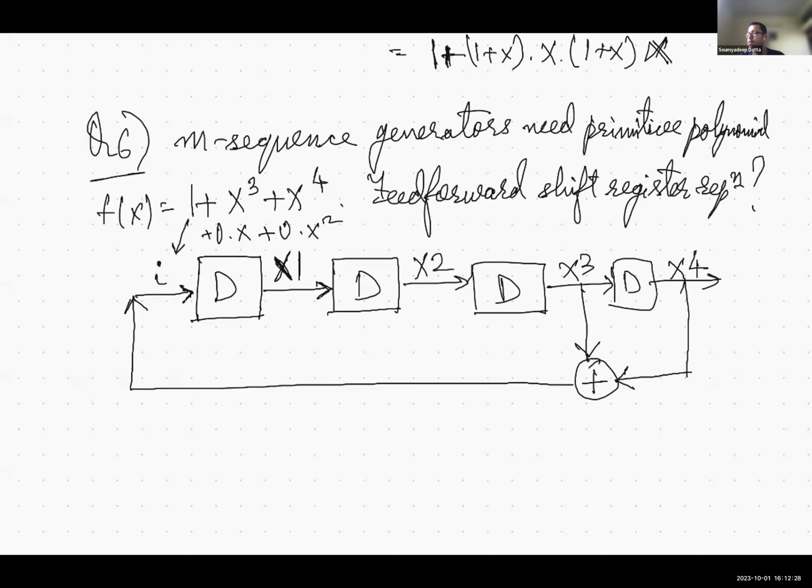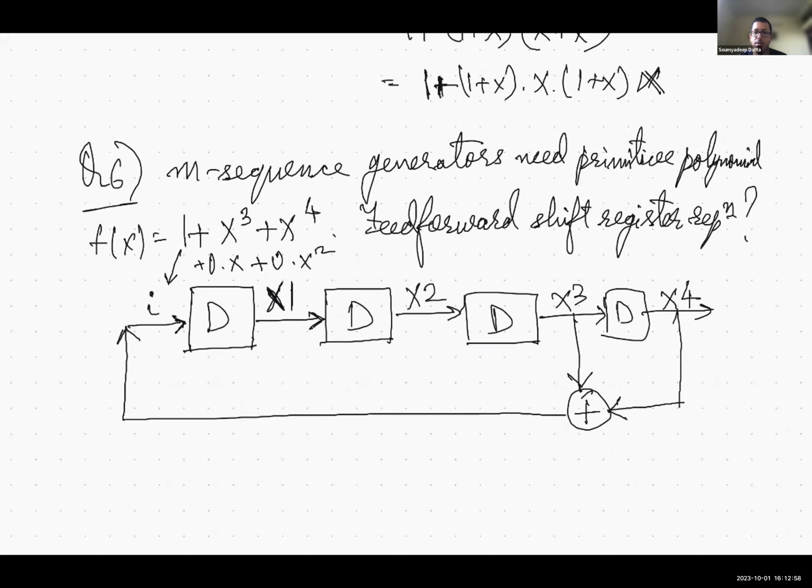And so you have a plus sign with x3 and x4. You need to draw an adder and add x3 and x4, corresponding to x cube and x to the power 4, and then feed it back to the input. So this is your feed forward shift register representation. Is this clear, like the mechanics of it?